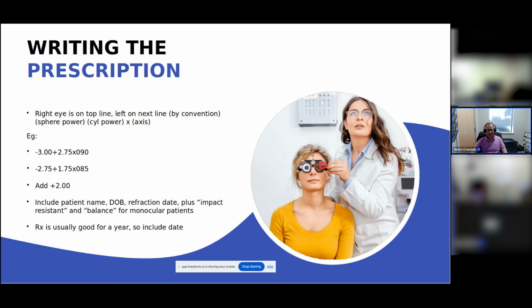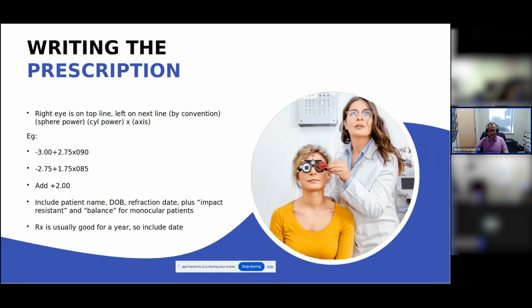The top line is the right eye. You can write right eye, left eye. Sometimes patients like to know which is which. But just by writing the right eye on the top and the left eye on the bottom, the optician will know what's going on. You then write out the add, whether you determined that from refraction or whether you just gave them an age-appropriate add, you write that in.